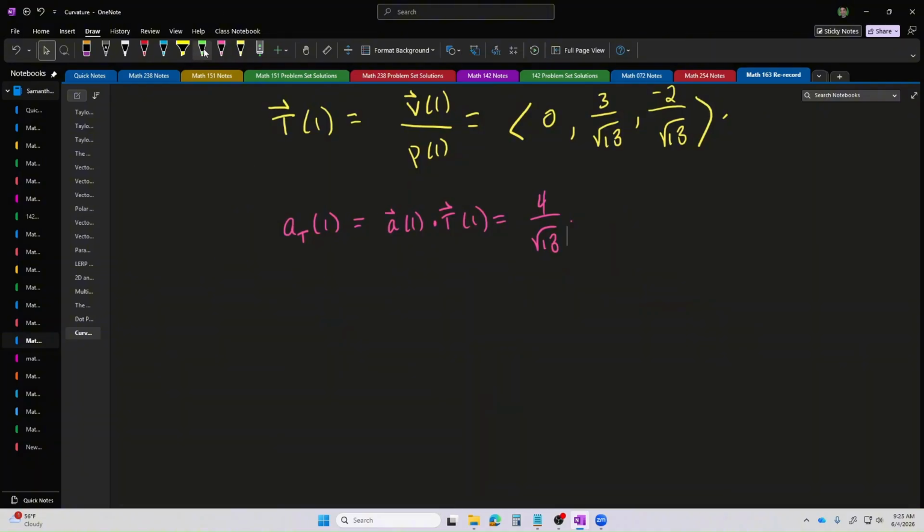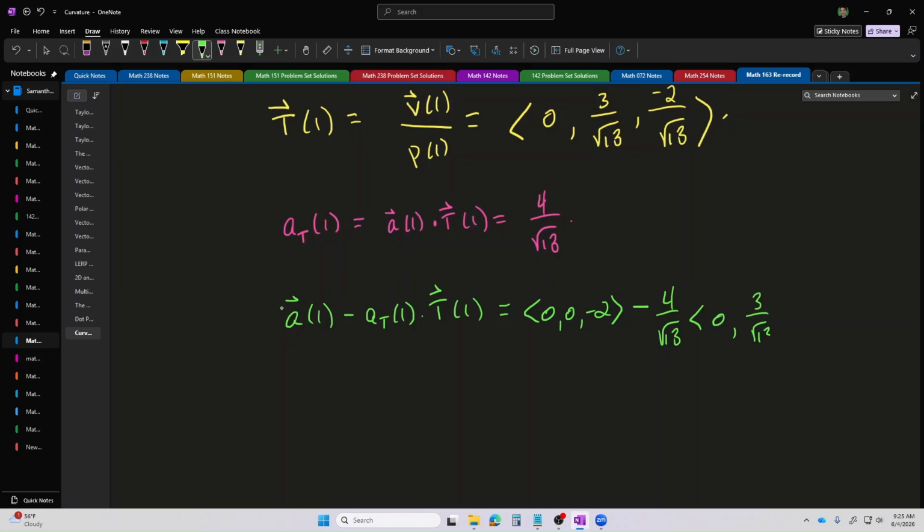Now I can begin to work on finding the unit normal vector. To that end, I'm going to start by taking acceleration and subtracting the portion of the acceleration vector that is parallel to T. I'm going to take the acceleration vector and subtract the tangential component times the unit tangent vector. So that gives me 0, 0, minus 2, take away 4 over root 13, times 0, 3 over root 13, negative 2 over root 13.